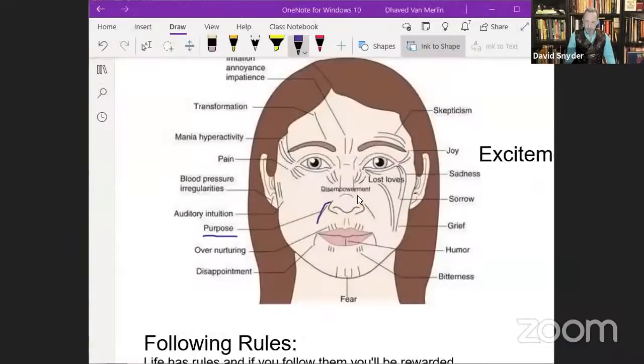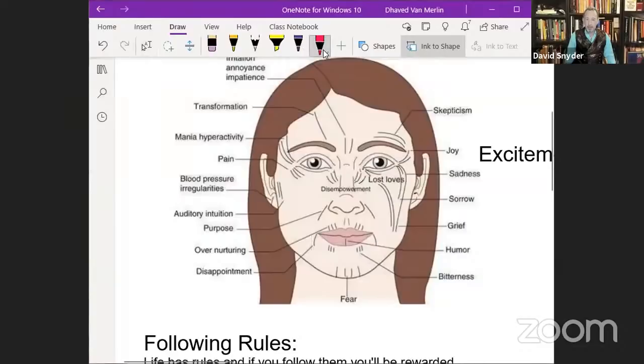Let's go back to this facial marking here. This means you're living your purpose. It means you're doing what you came here to do. We want these markings. Ladies, I know aesthetically maybe you don't want them, but from the Chinese perspective, these are good lines to have, right?